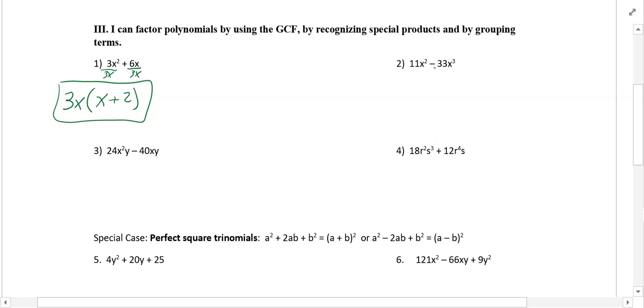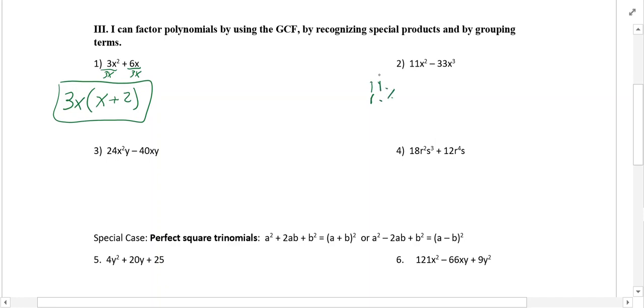Between 11x squared minus 33x cubed, do they have a greatest common factor? Yes, they do: 11x squared. Remember, the greatest common factor for the exponents is going to be the lowest exponent they have in common. You can't say x cubed because there's not an x cubed within an x squared. But there is an x squared within the x cubed. So we're going to take out the 11x squared.